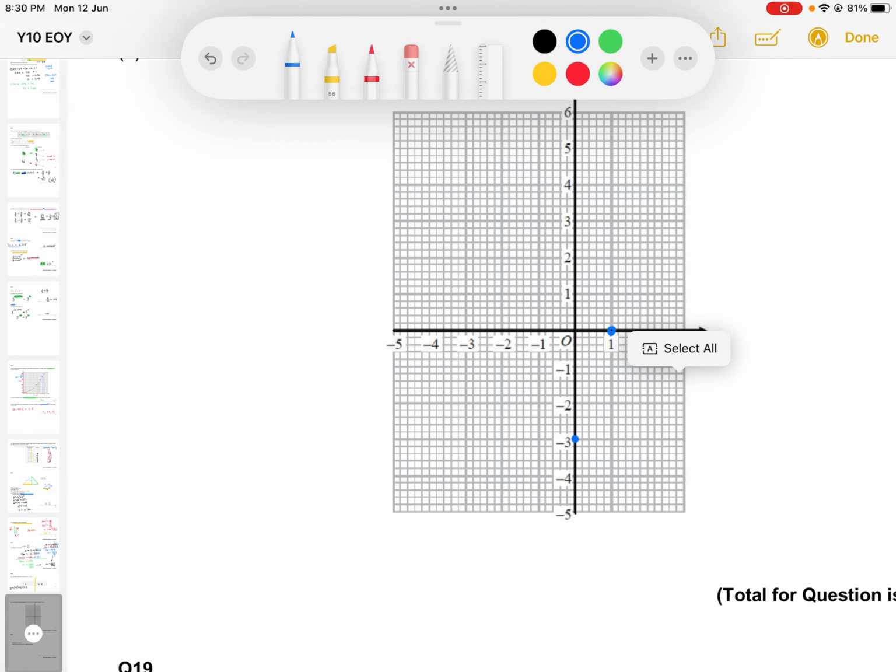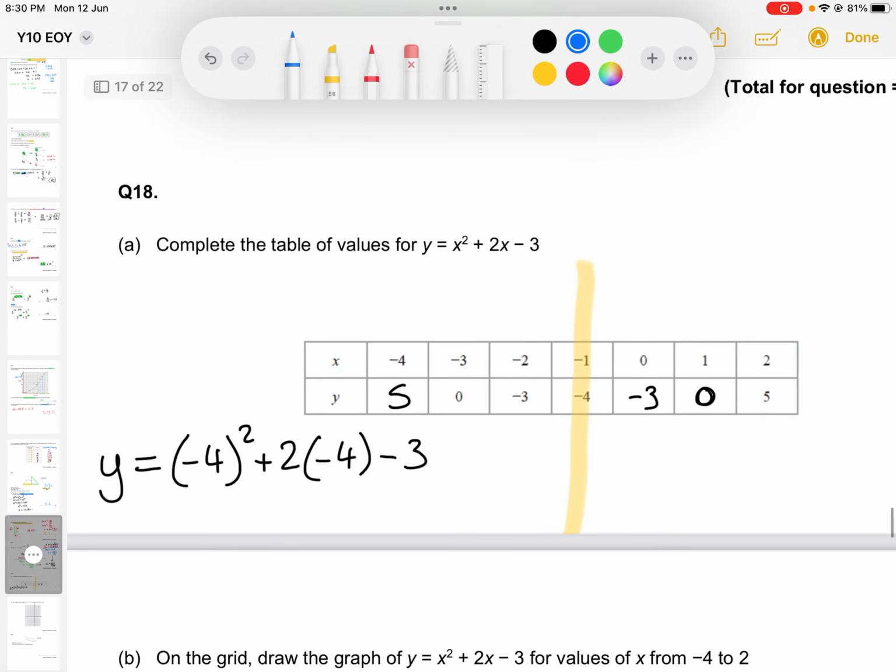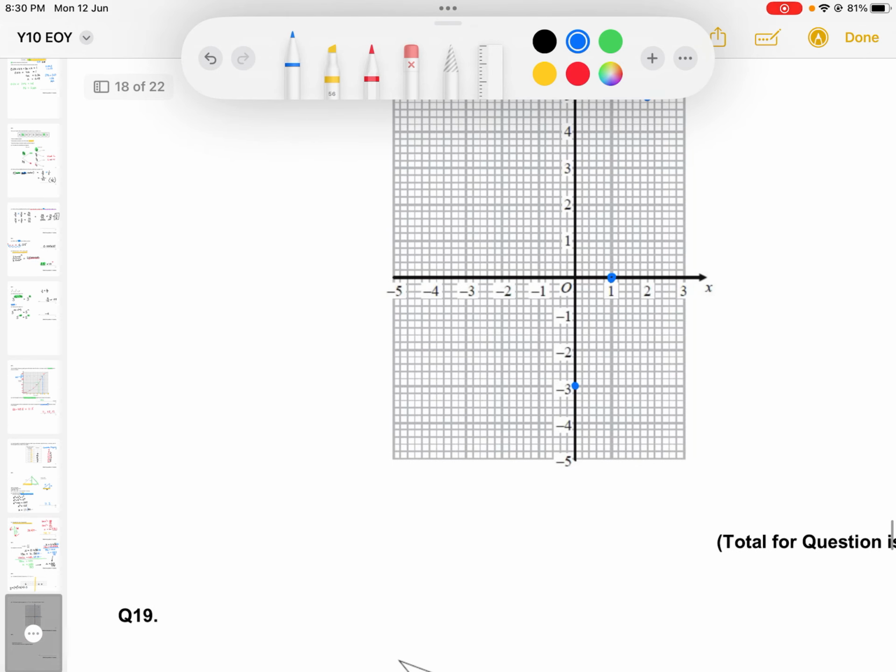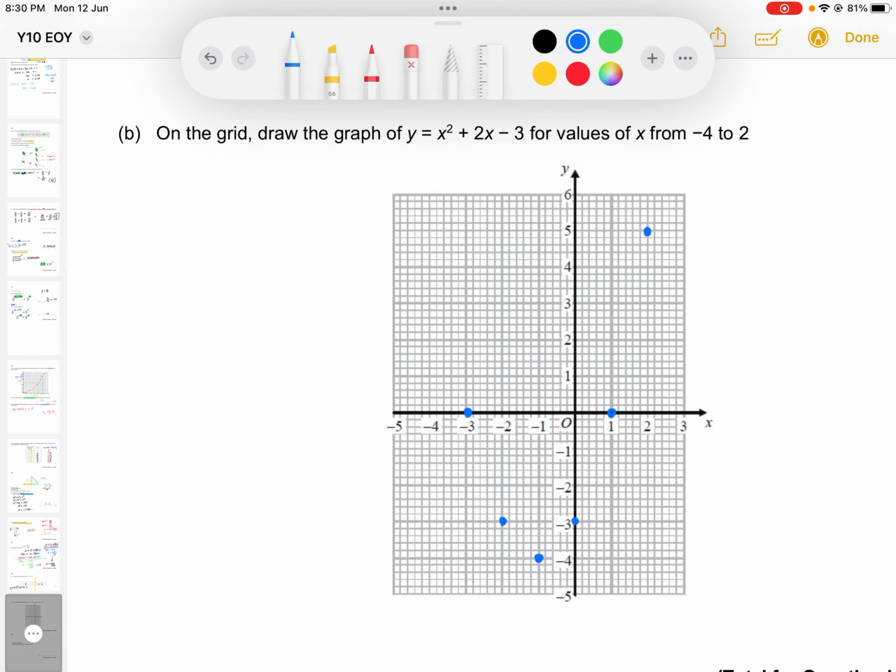2, 5 is there. Minus 1, comma, minus 4. Minus 2, comma, minus 3. Minus 3, comma, 0. And minus 4, comma, 5. This one's pretty tricky to see.